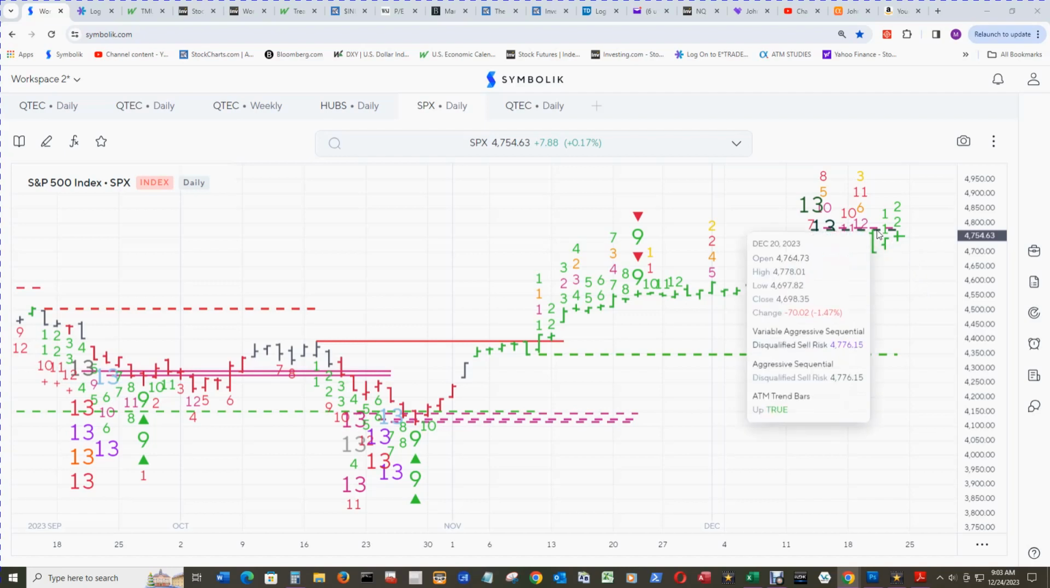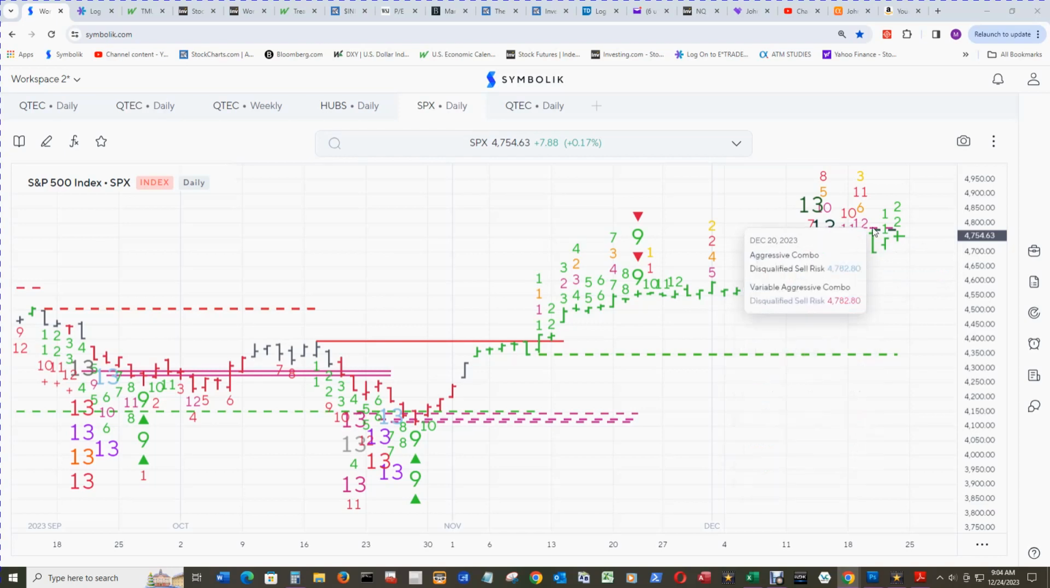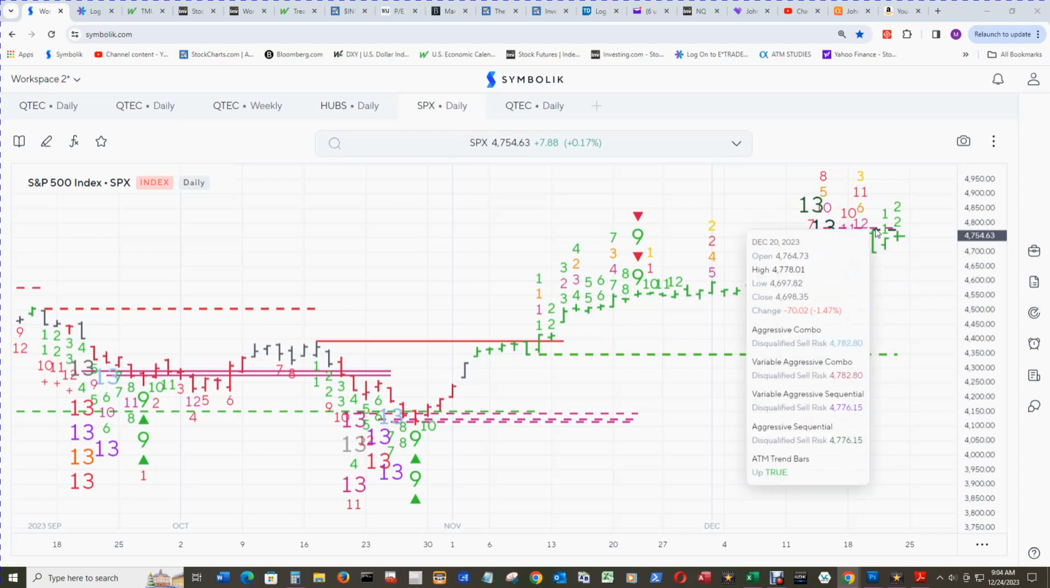And price did nail the aggressive sequential sell risk levels here, 4776.15. And that high there on that day, 4768.69, and this one, 4778.01. So it did nail it and went above it by a point or two. And then right above there is the aggressive combo sell risk level. So there's some resistance there in the daily chart at those levels.